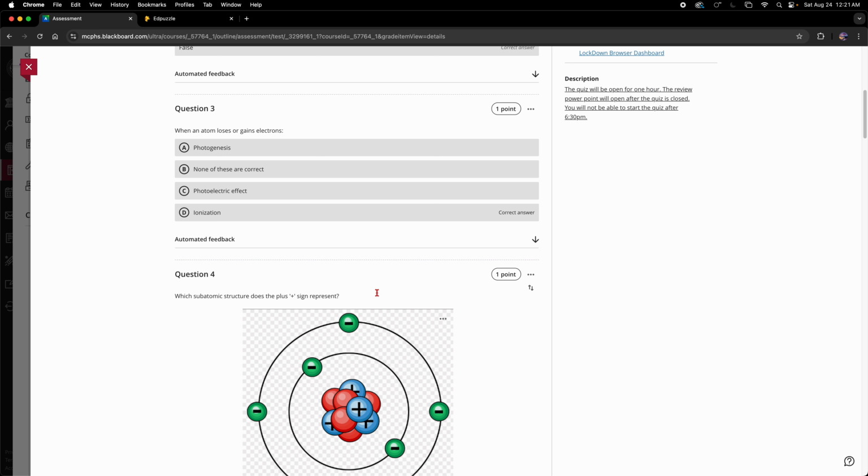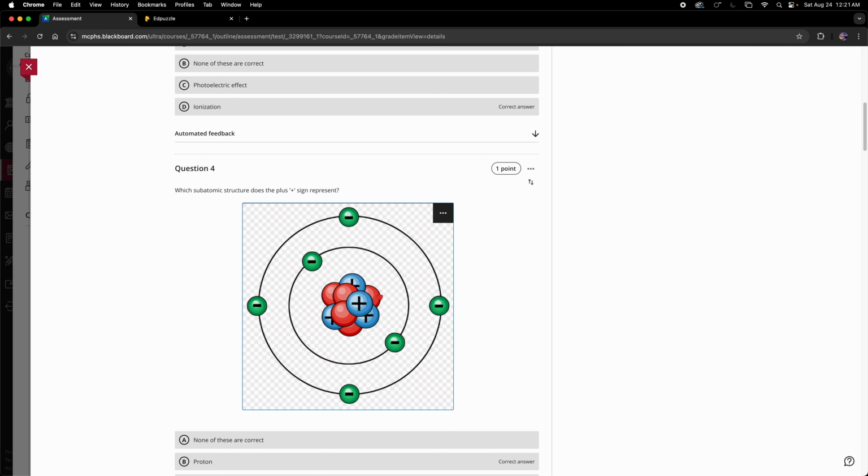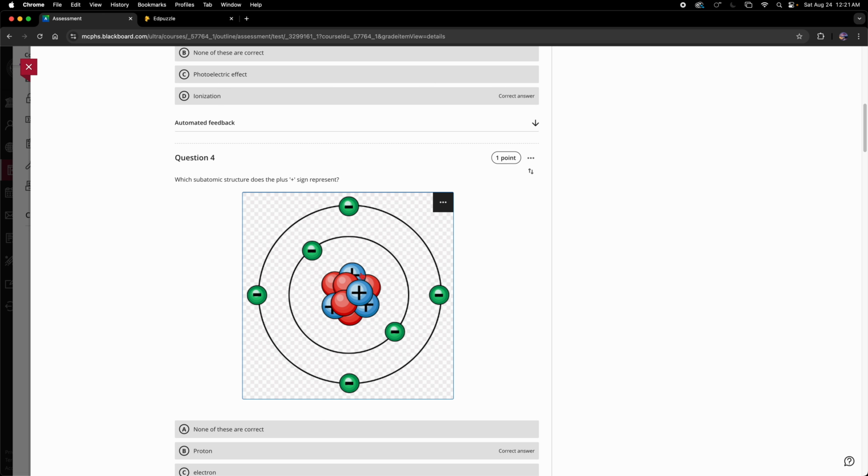Number 4, what subatomic structure does the plus sign represent? That'd be protons. That's in the nucleus. In the nucleus of the atom, we have protons and neutrons. Protons are positively charged, neutrons have no charge, and the electrons orbit the nucleus.